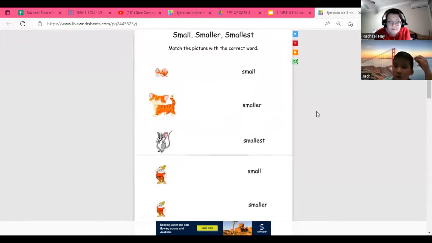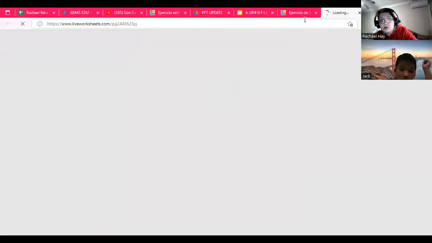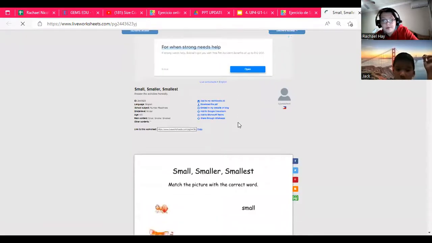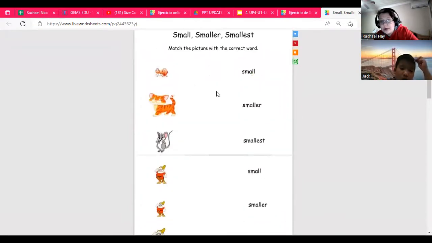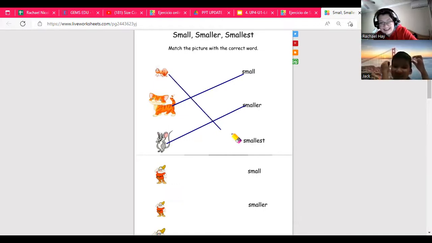Okay. Small, smaller, smallest. We have to match the picture with the correct word. Which is small? The cat, the mouse, or the ant? Cat. Good. Which is smaller, the mouse or the ant? Mouse. Which is the smallest? The ant. Good.